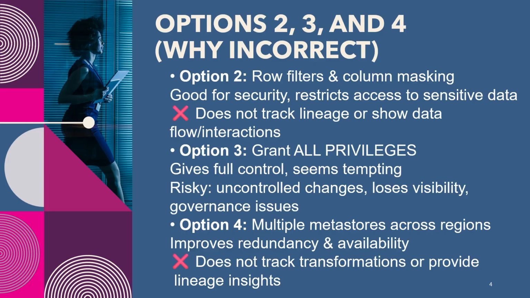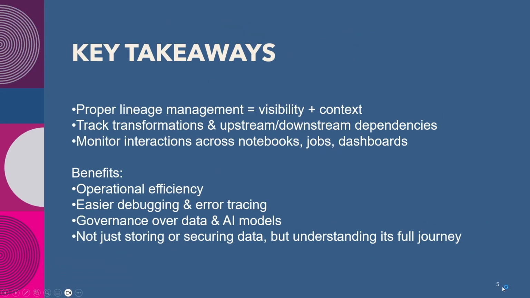So, what does this really mean for you as a data engineer? The key takeaway here is that proper lineage management is about visibility and context. By tracking transformations, capturing upstream and downstream dependencies, and monitoring interactions across jobs and dashboards, you gain operational efficiency, reduce errors, and ensure governance over both data and AI models. It's not just about storing data or locking it down. It's about understanding its full journey.